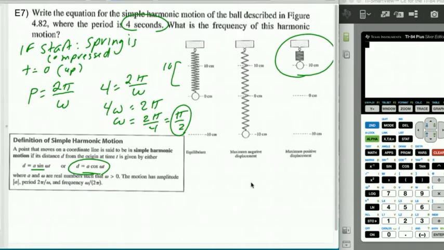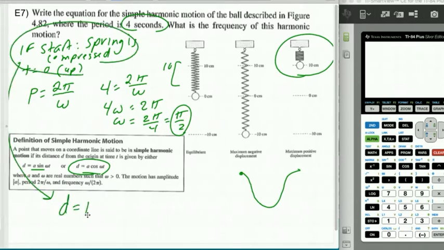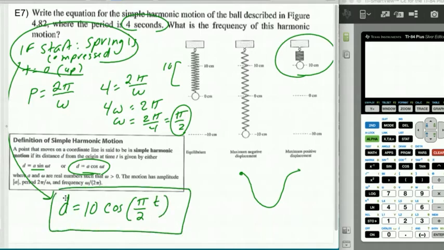If I'm describing that this thing starts at the top, extends past equilibrium, goes down to the bottom and then bounces back up, then I'm describing a cosine graph. So I would use d equals 10 cosine of pi over 2 times t. And that's great. The other option is that you could have said, I want the spring to start at equilibrium. If you'd done that, then you would in all likelihood use the sine function. It's the same concept. It doesn't really matter which one you do.